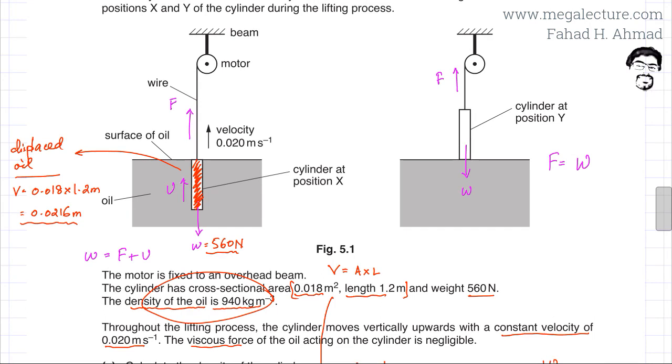So these two forces are in the upward direction, and the weight is in the downward direction. Using this relationship, I'm going to figure out the force, or the tension in the wire. I know that the weight is 560 newtons, and I know that the upthrust is 200 newtons.